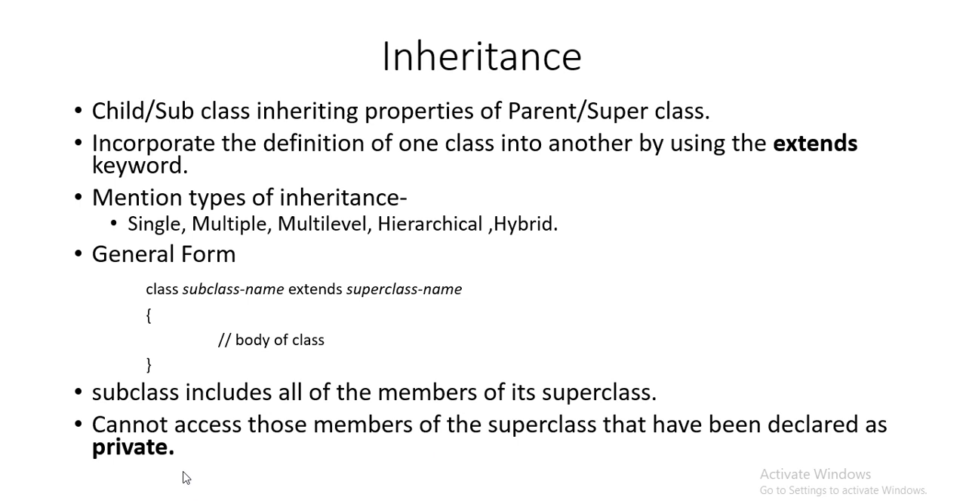Now one more important point here: we cannot access those members of the superclass that have been declared as private. We have access specifiers like default, private, public and protected. If you are not mentioning any access specifier, that is default. If any variable is private, that private data member cannot be accessed within a child class, even after extending that class. So private members are not allowed to be accessed within a subclass. Just remember this point. Protected is allowed, default is allowed, public is also allowed, but not private.